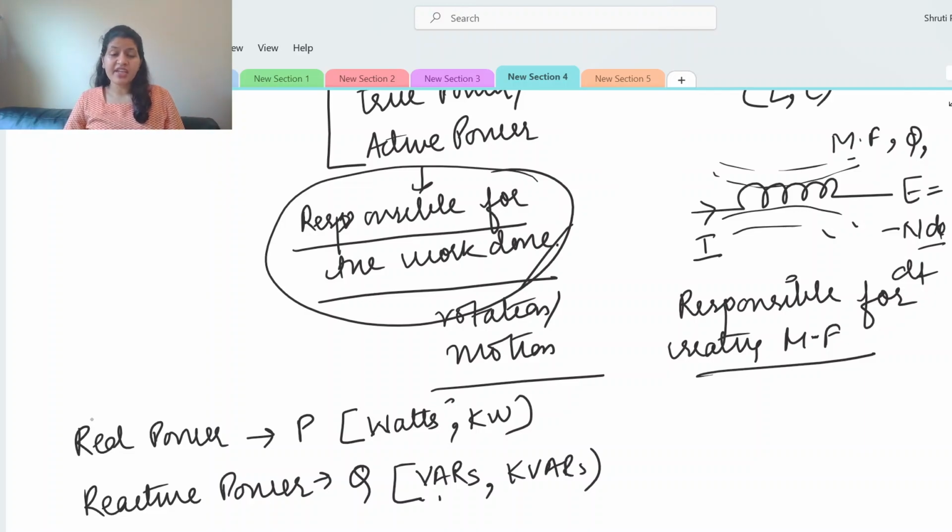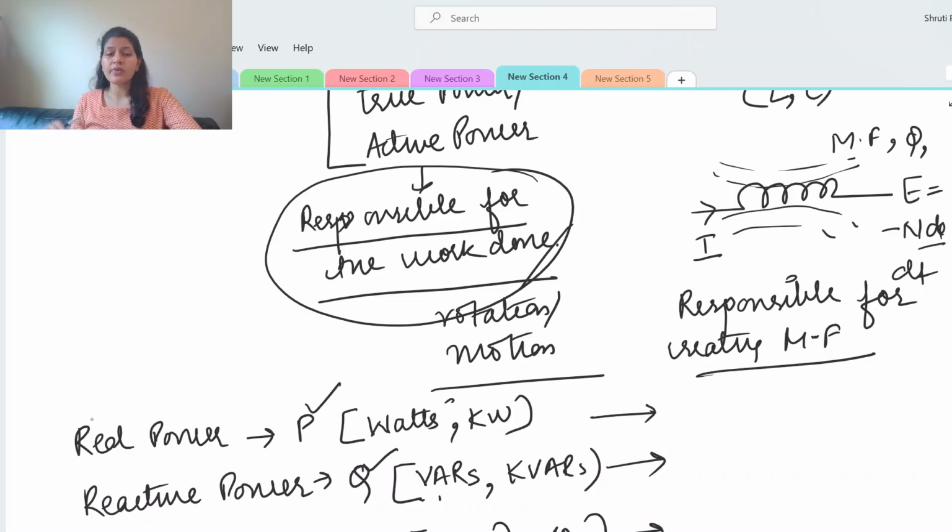One more power comes into the picture, which is apparent power. So what is apparent power? Apparent power is basically the combination of the real power and reactive power, and it is signified by the letter S, and the unit is kVA, or VA, where A is amperes. So now we know that electrical power has three components: one is real power, one is reactive power, and the third one is apparent power.